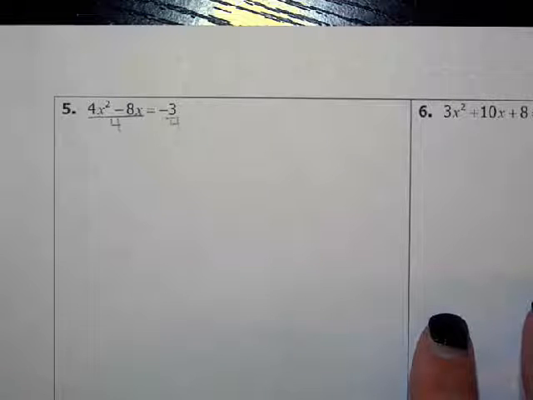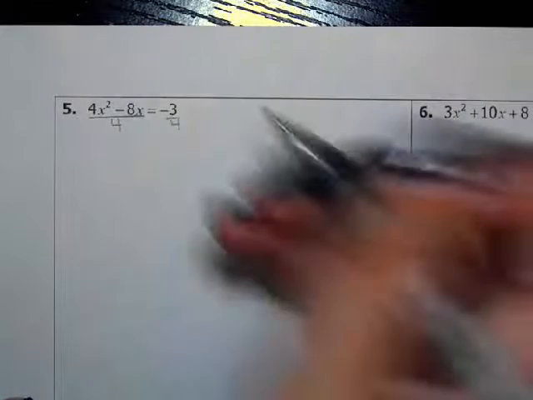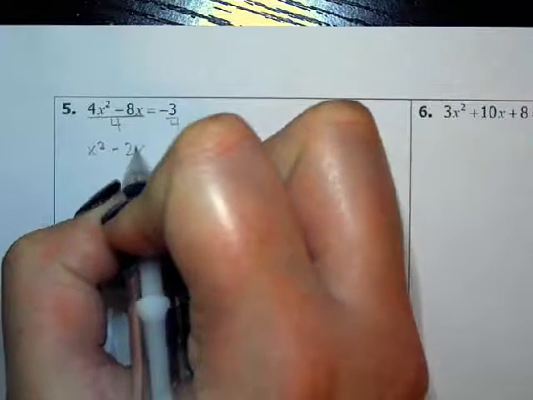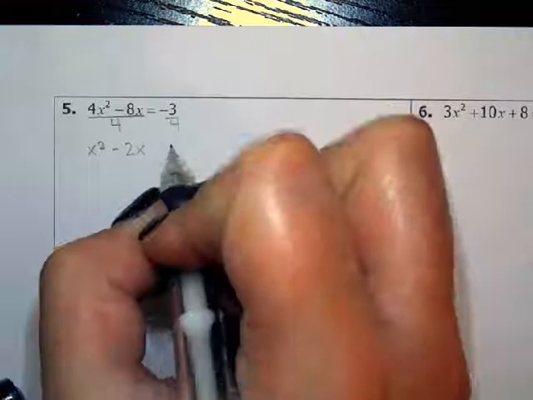Okay, so we have x squared minus 2x, and then what should I do? Leave my little space, equals, I'm not scared, it's a fraction, fractions are fine.